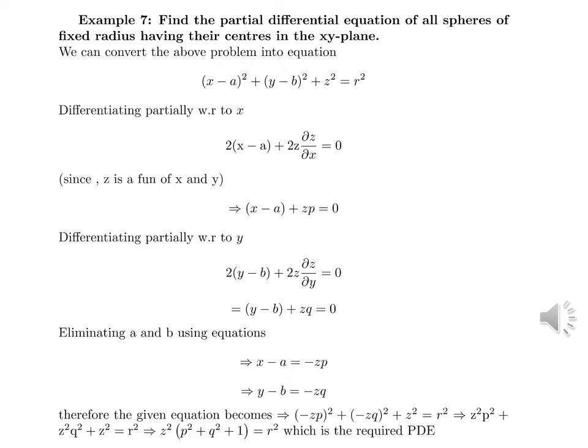Similarly, when you differentiate partially with respect to y, you get 2 into y minus b plus 2z into dou z by dou y equal to 0. That means y minus b plus zq equal to 0. That means y minus b is equal to minus zq. When you substitute x minus a with minus zp, and y minus b with minus zq, you finally get a partial differential equation which doesn't have values such as a and b.